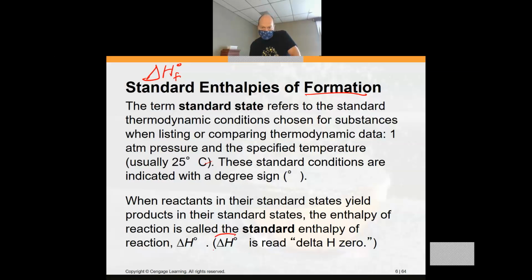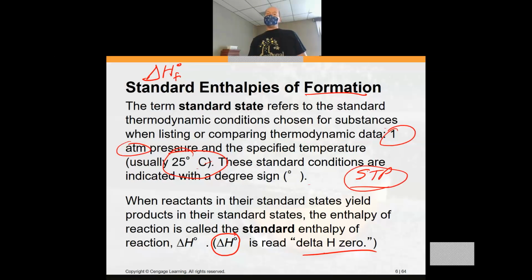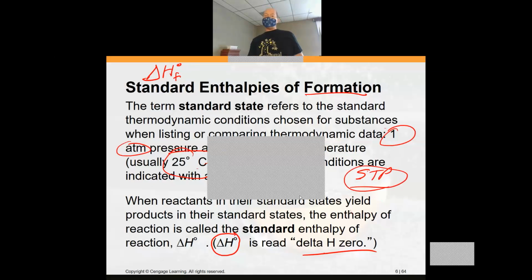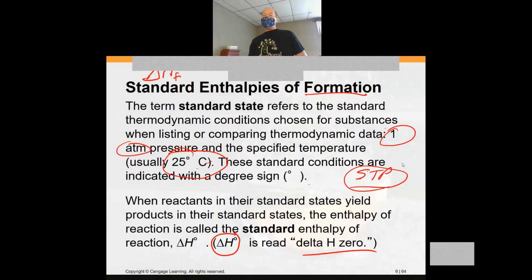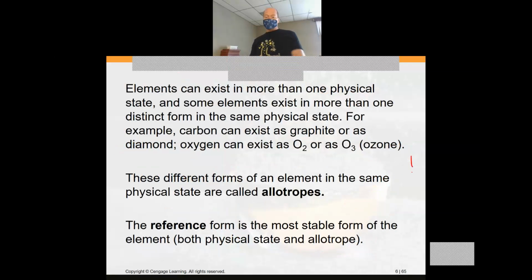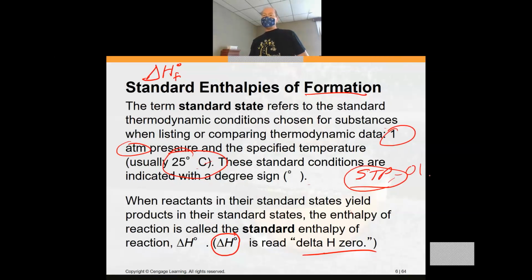All right, so again, this is read as delta H naught or delta H 0. That is the standard state. Unfortunately, the standard state here is 25 degrees Celsius and 1 atmosphere. So that 1 atmosphere doesn't change. But remember, in chapter 5, we have STP. That is not a circle. That is standard temperature and pressure of a gas. When you have STP, you should write 0, 1.